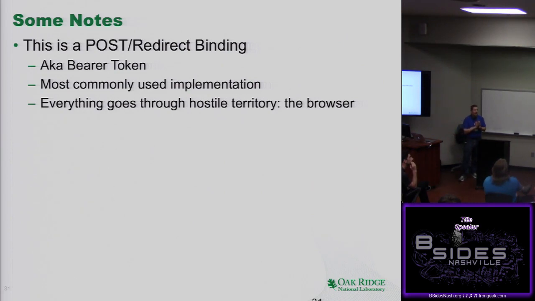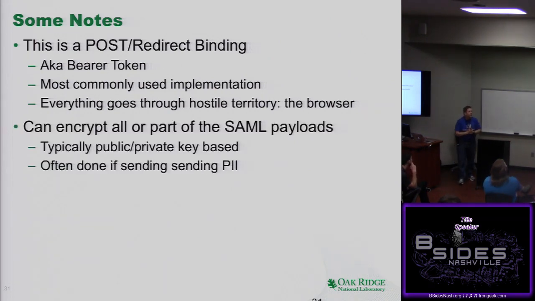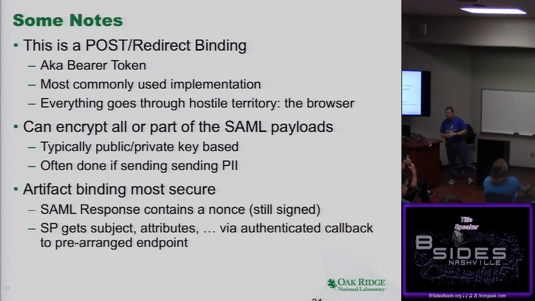But what happened here? Everything which is important went through probably one of the most hostile territories around, the user's browser. So what can be done with that information? Well, we can encrypt the SAML payload. That's not often done for a variety of reasons, but it's absolutely done if we're passing sensitive information through the user's browser. There is another, more secure method. This is called an artifact binding, so what I send back in that SAML response is a nonce, and then the SAML service provider needs to talk back, and it will get all of its information through that back channel. And this is how OAuth is often done. But that also then requires some things.